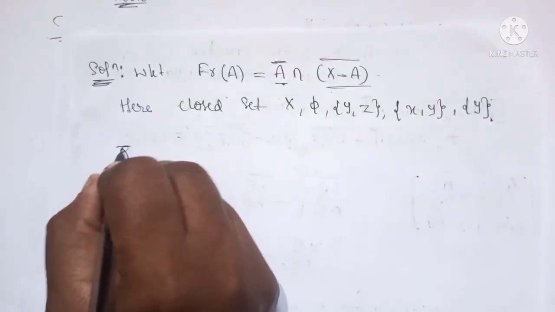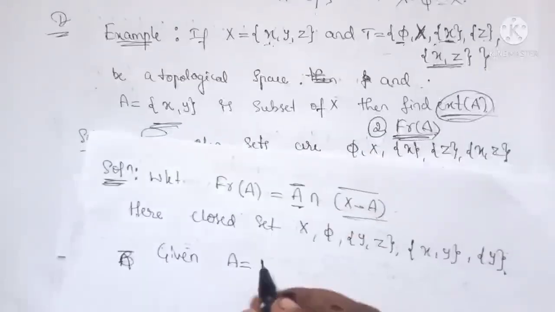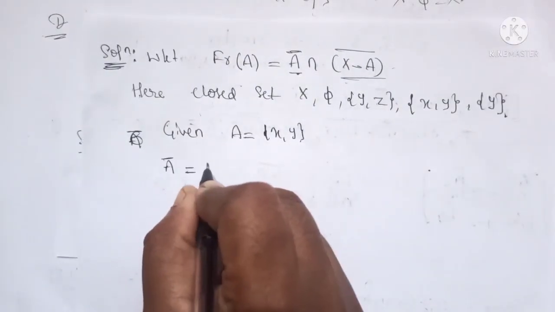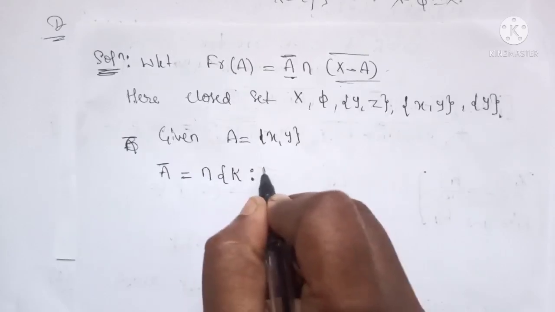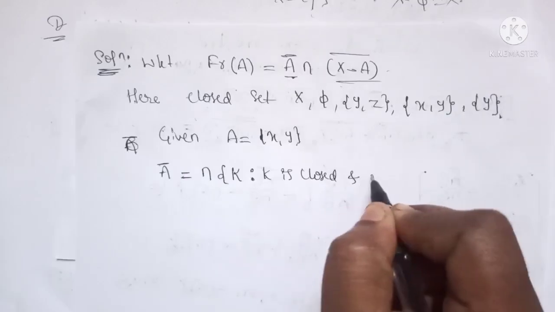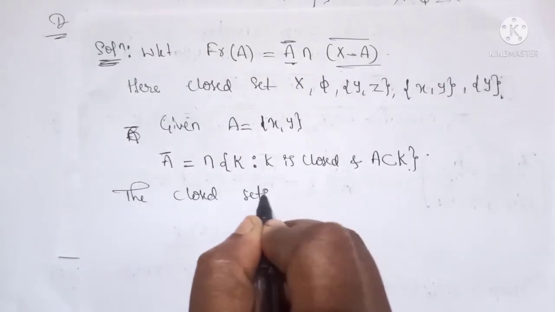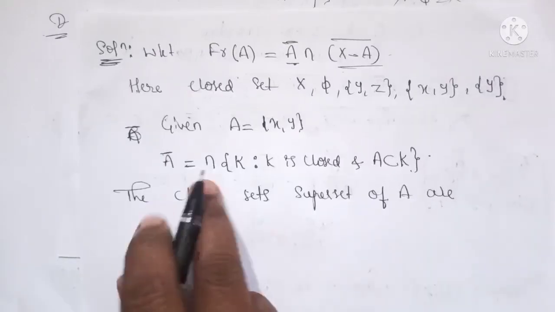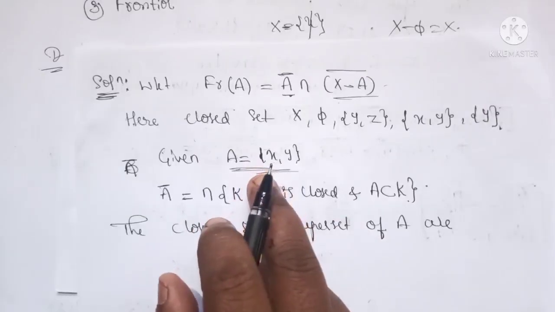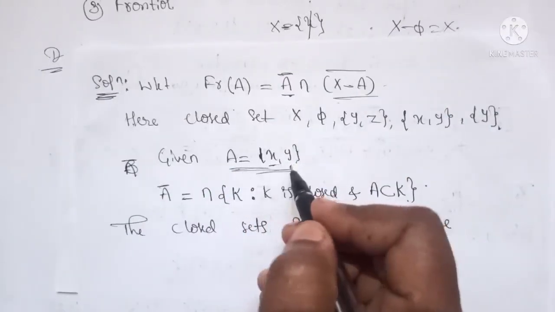Given A is equal to {x, y}. To find A closure, we take the intersection of all the closed sets which are supersets of this A. So we consider all those closed sets which are supersets of A, that is, in which set A is contained. You can observe that this {x, y} is contained in this X.